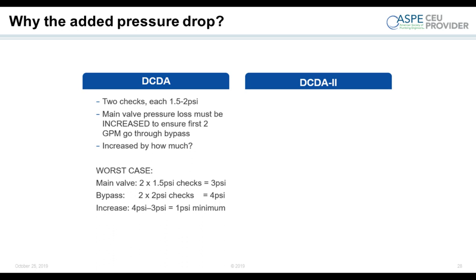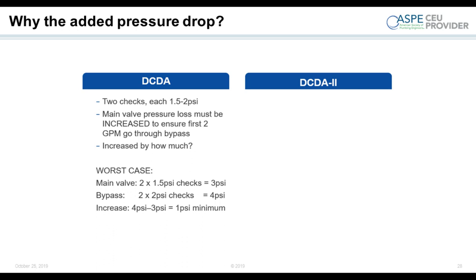I have a double check valve, right? I have a main valve. I pull another smaller double check for my bypass. Each check is typically going to be about 1.5 to 2 psi. So if you're a tester, you should know it's typically around where you see each check in a DC. So I know I need to increase the pressure loss in my main valve to ensure the first 2 gallons a minute go through the bypass. The question is by how much?